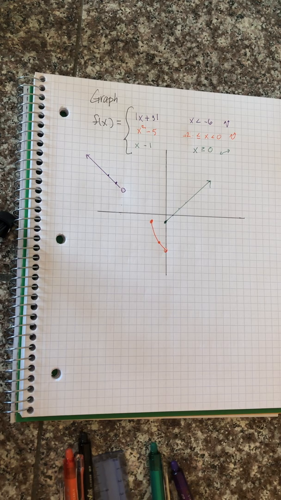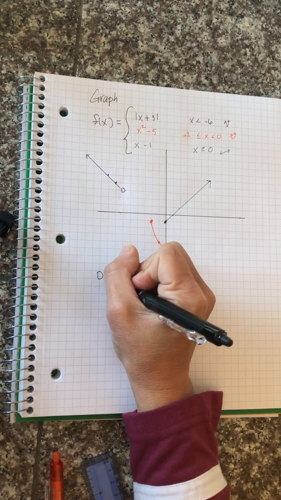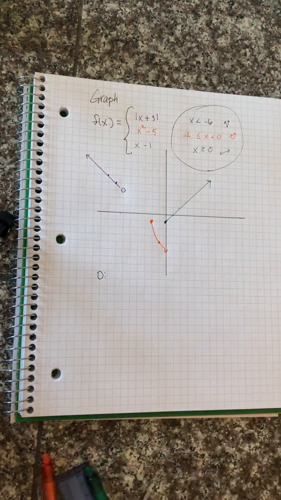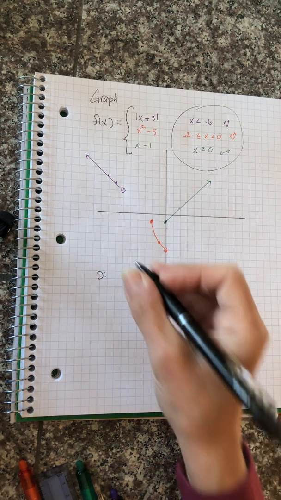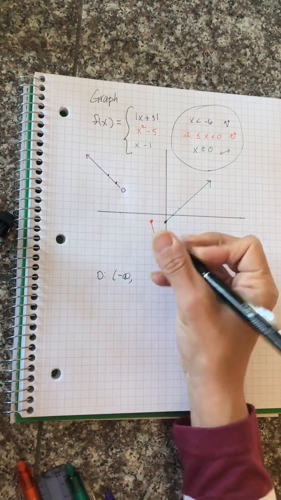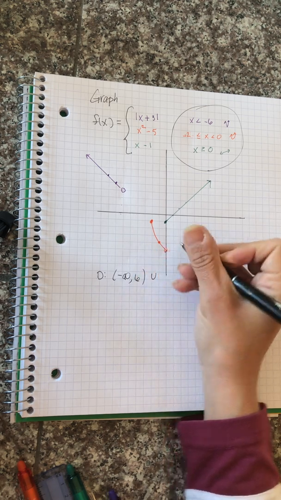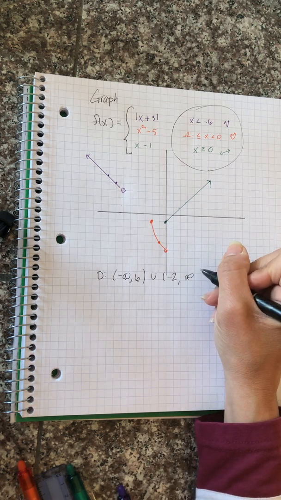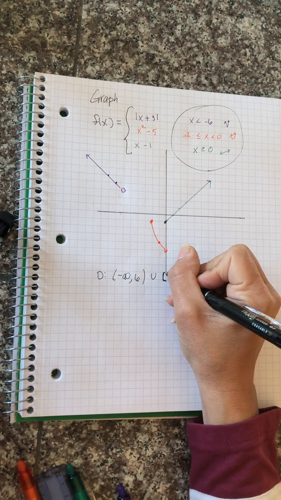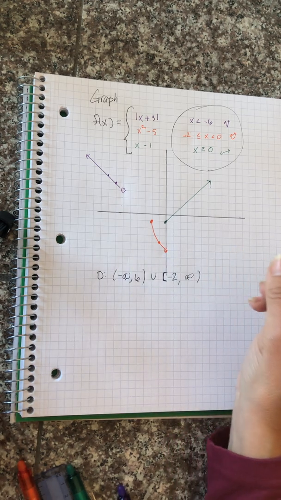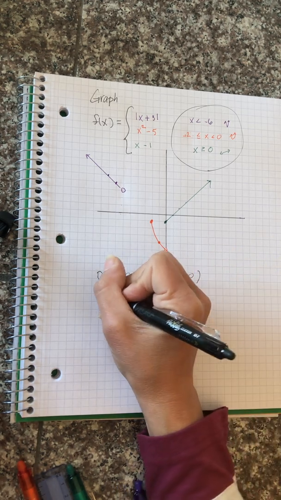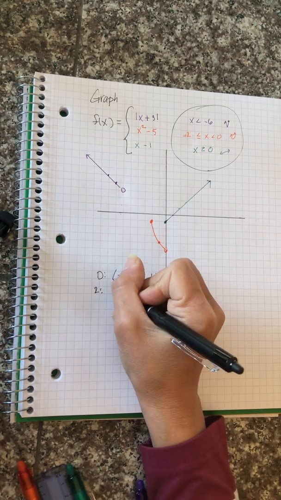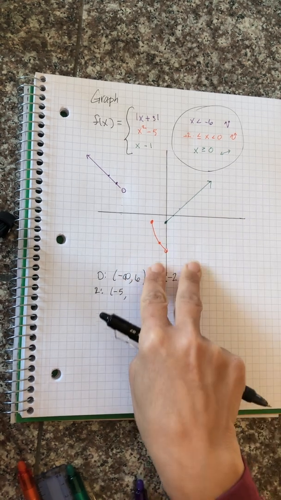Since we're here, let's review domain and range. The domain, you can get the domain straight from here. Let's practice using interval notation. So we're going to have -infinity up until -6 in union with -2 to infinity. And -2 is included. That's a bracket. Then we have the range, which I believe is going to be -5 to infinity.